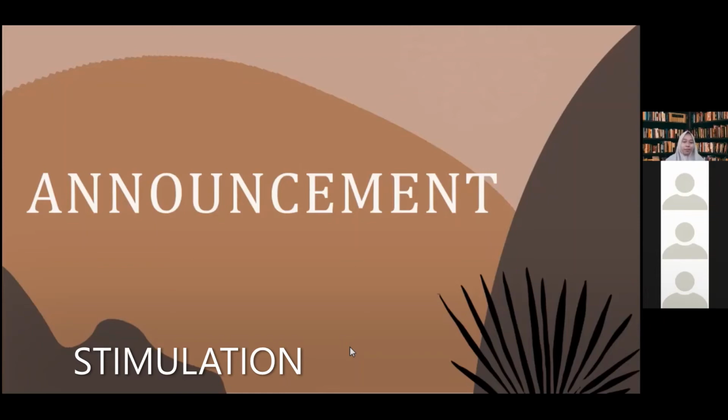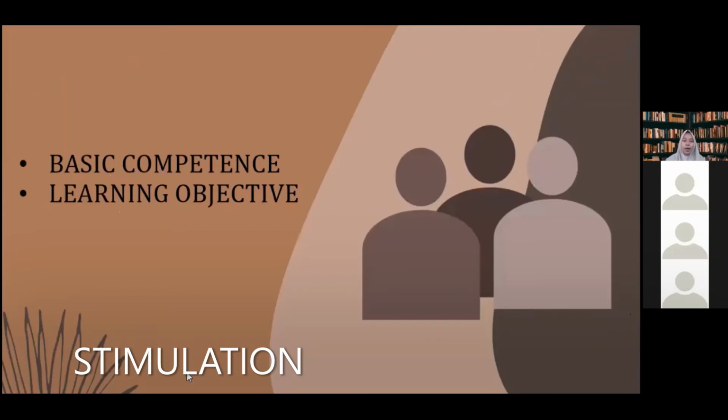Okay, before that, I think it will be better if you know about the basic competence and the learning objective that you have to achieve. Okay, please, next slide. What is the basic competence that you have to achieve? The first one is distinguishing social function, text structures, and linguistic elements of special texts in the form of announcements by giving and asking for information related to school or workplace activities according to the context.